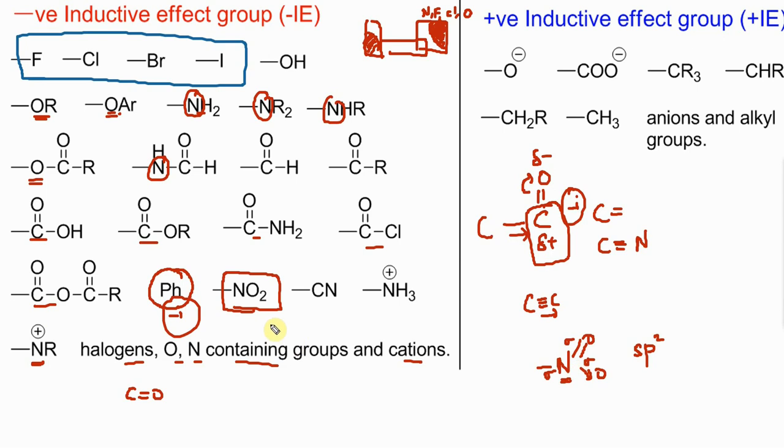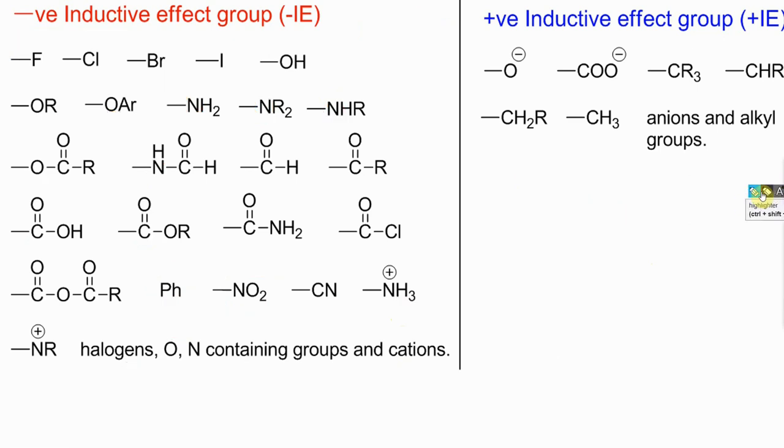At this point, just know that this is a very strong minus I. Similarly, I told you C triple bond, C in the minus I, NH3. So these are minus I effect groups. You can remember them based on logic, do not try to memorize them.